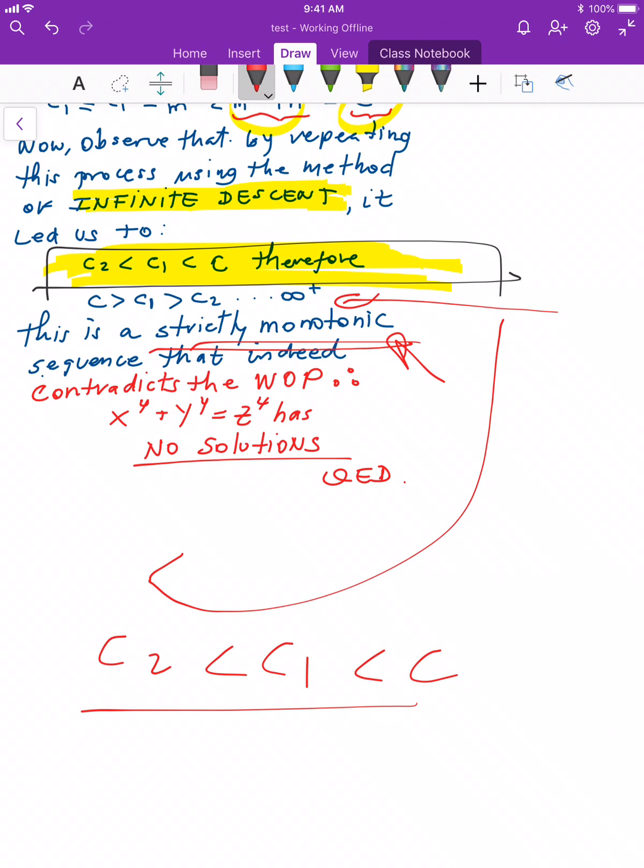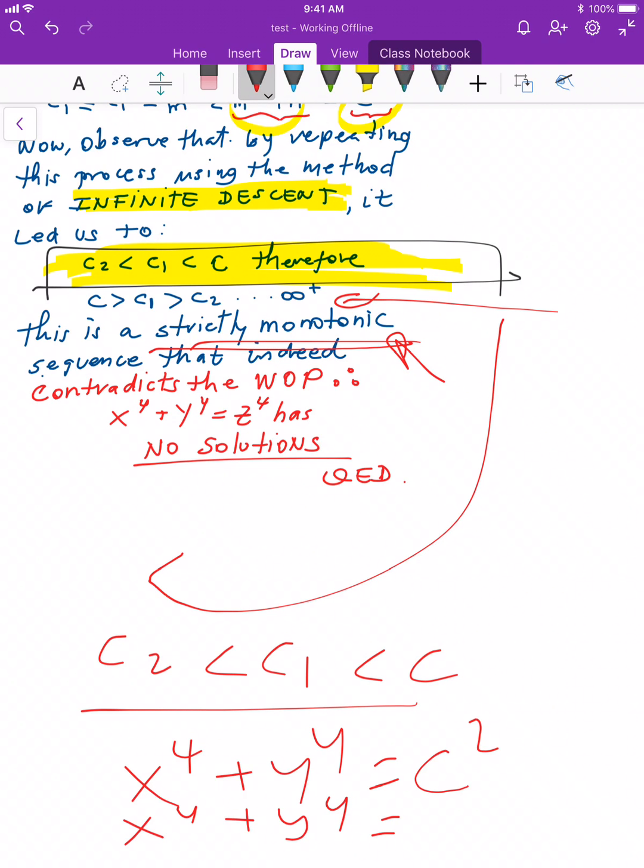So we proved that x to the 4 plus y to the 4 equals c to the 2 has no solution. Therefore, x to the 4 plus y to the 4 equals c to the 4 has no solution either.